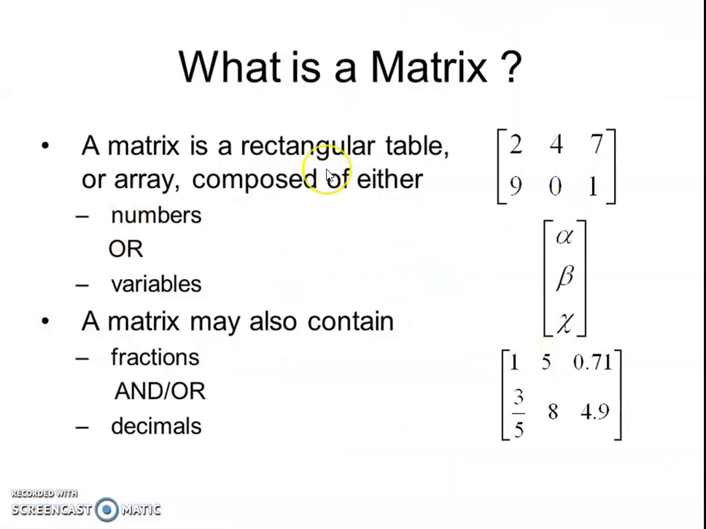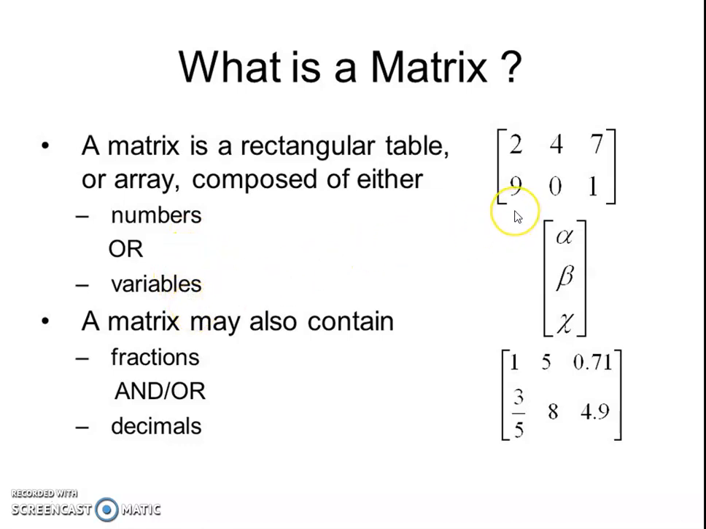Now, different patterns of the matrix are also available there. What is a matrix? As the question says, it is not only in the form of 3 rows and 3 columns or 2 rows and 2 columns. It is enclosed in many different ways. How? A matrix is a rectangular table or array composed of either numbers or variables.